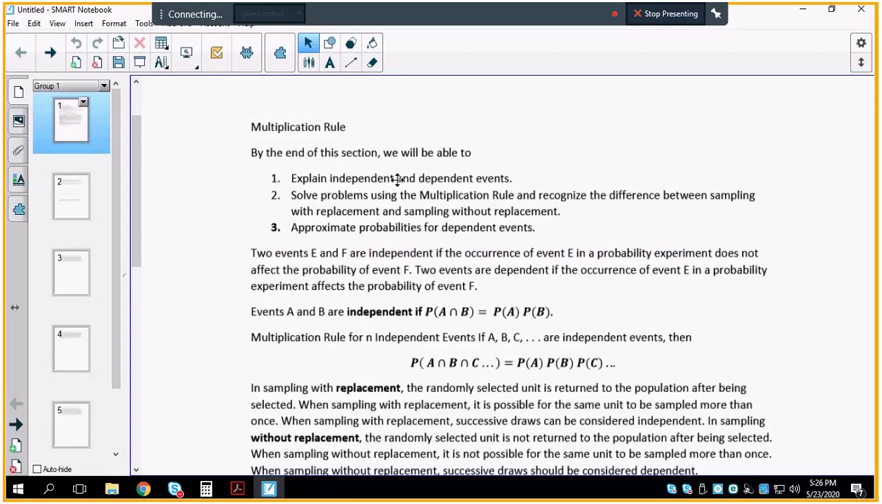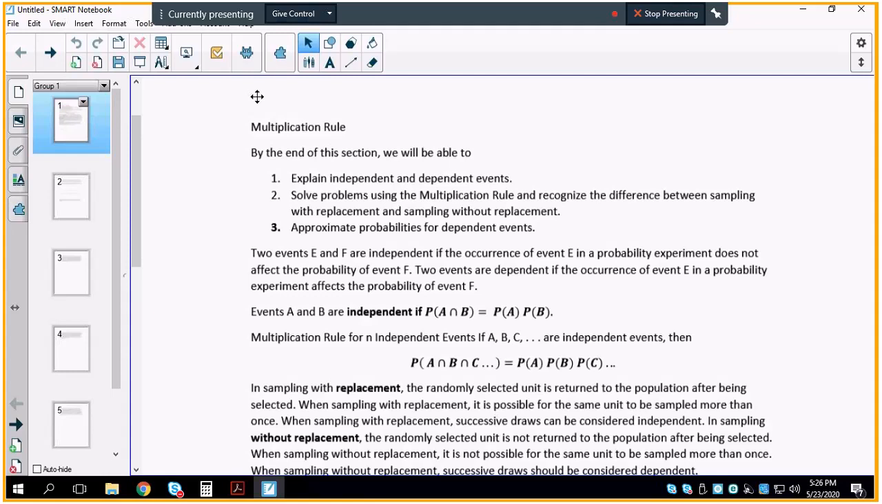Our today's lesson plan is multiplication rule of probability. So by the end of the section, we will be able to explain independent and dependent events, solve problems using multiplication rule, and recognize the difference between sampling with replacement and sampling without replacement. Approximate probabilities for dependent events.